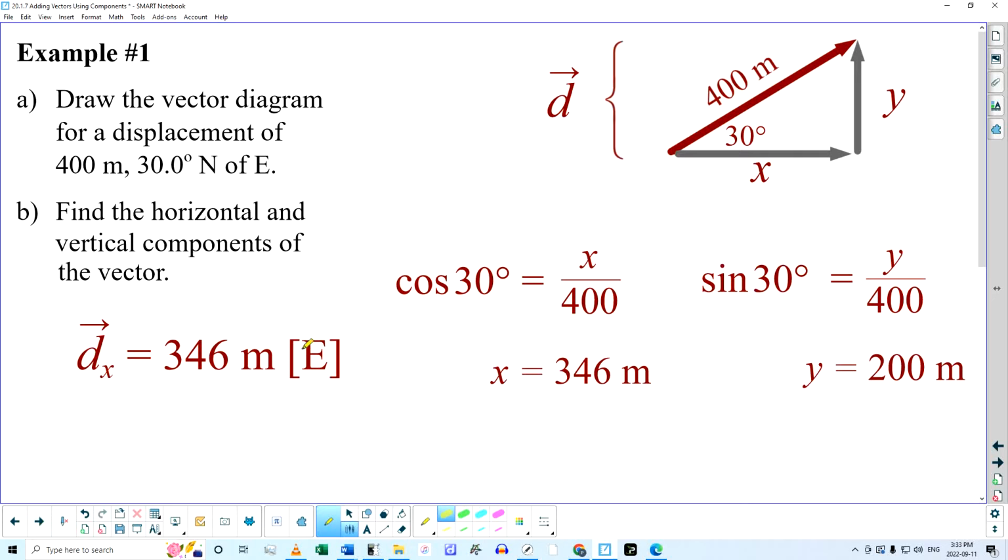And notice I put the direction on here. In this region over here, where I say x equals 346, I'm just saying x in the diagram is 346. That's my math. When I actually say what the horizontal component of the vector is, I not only need to say 346 meters, but I also need to say east. Similarly, when I say, well, what is the y component? Well, the value of y in our diagram is 200 meters, but it's pointing to the north, so our answer is 200 meters north. And that's the answer to part B of example 1.